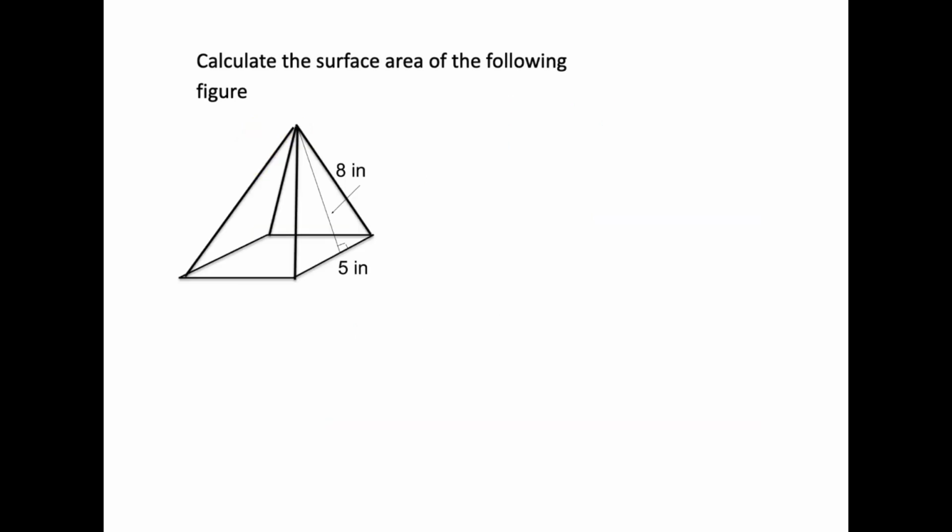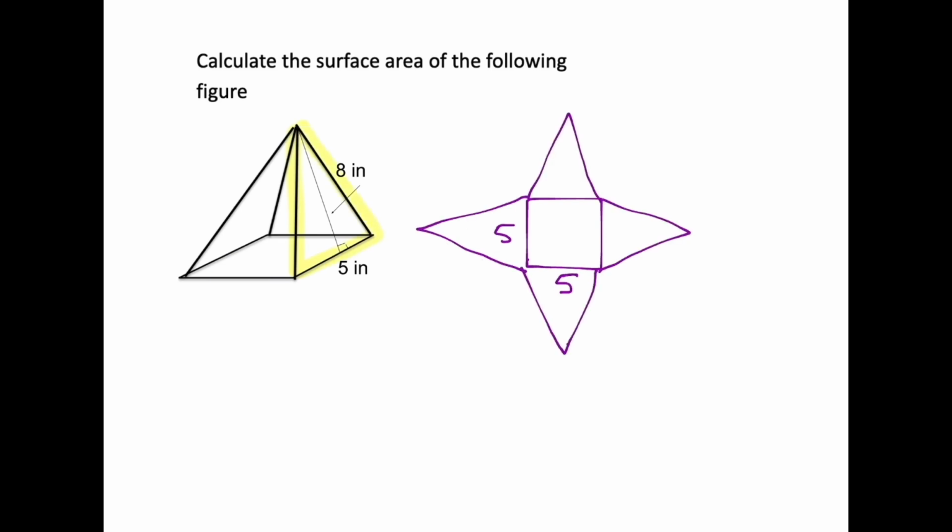Let's go through another example together. This is a square pyramid. The first step is to draw your net. We can start with the base. The base is a square. The side lengths are 5 and 5 since it's a square. Coming off the square are 4 equal triangles. So we can draw a triangle coming off of each of the sides of the square. The height of my triangle is 8.